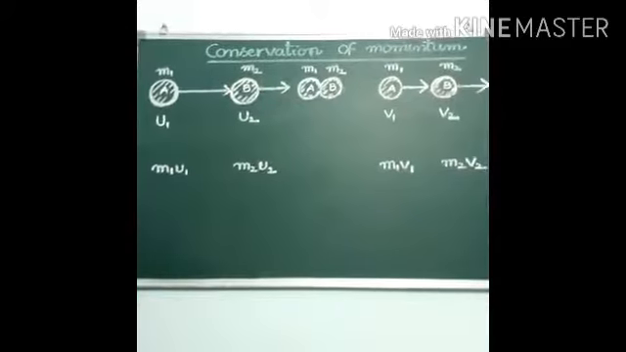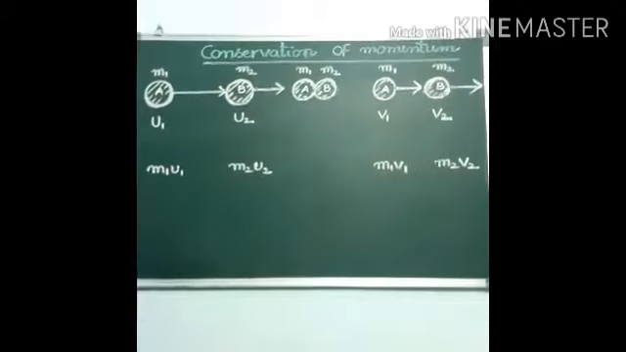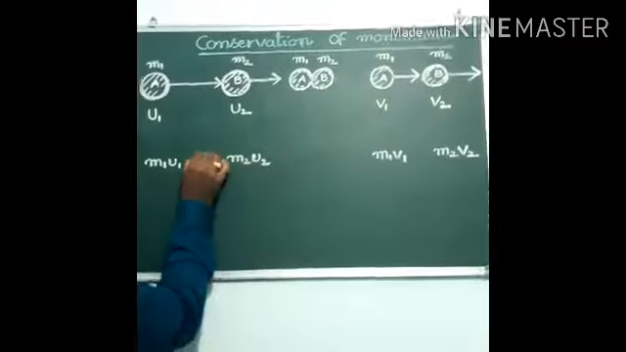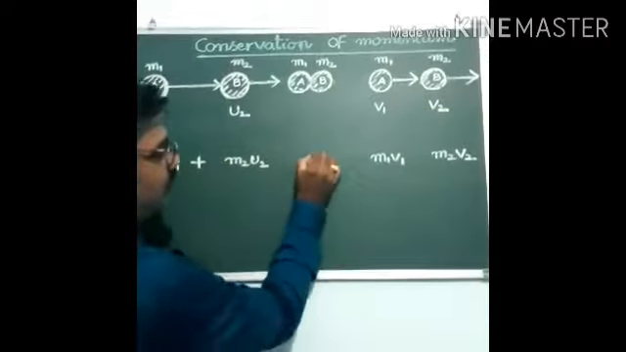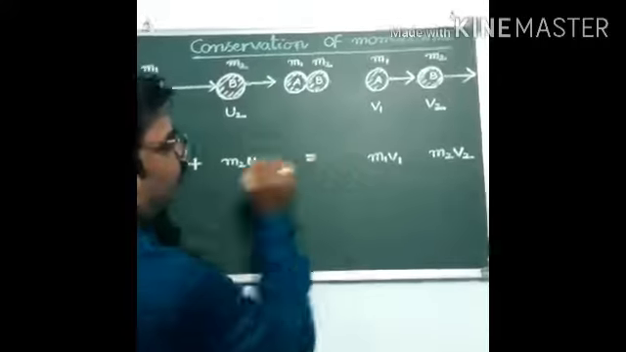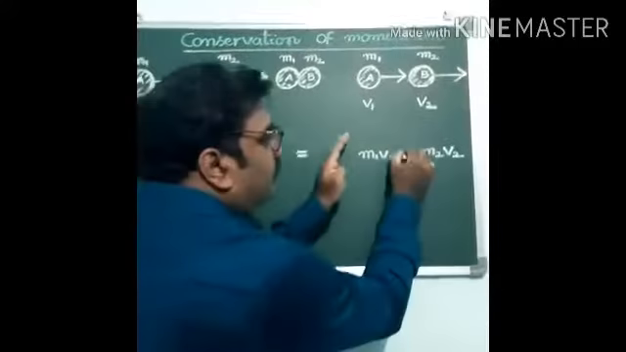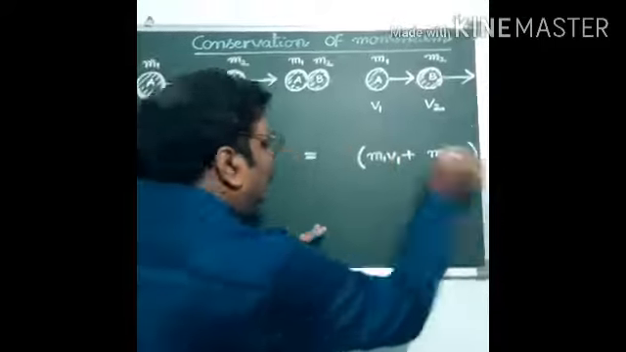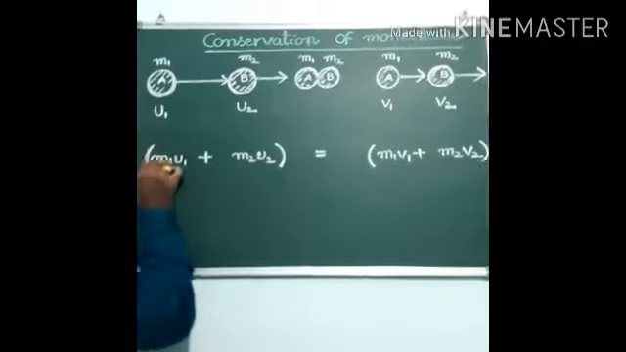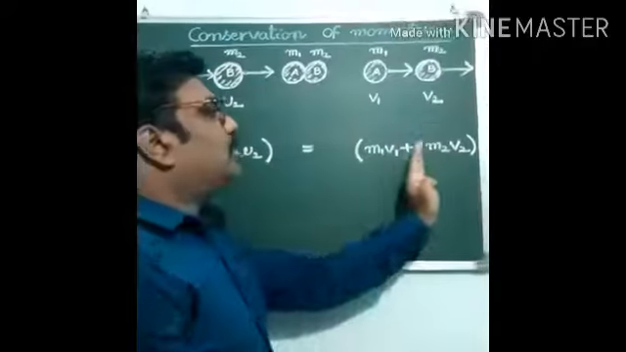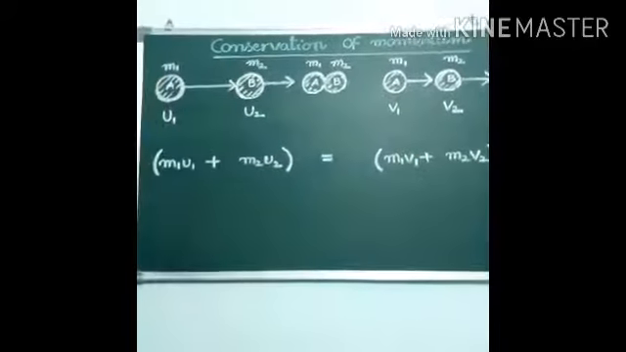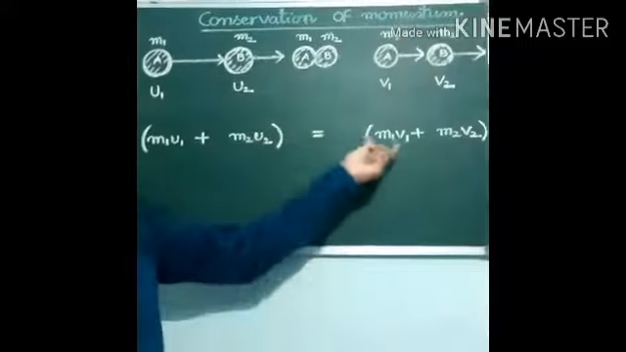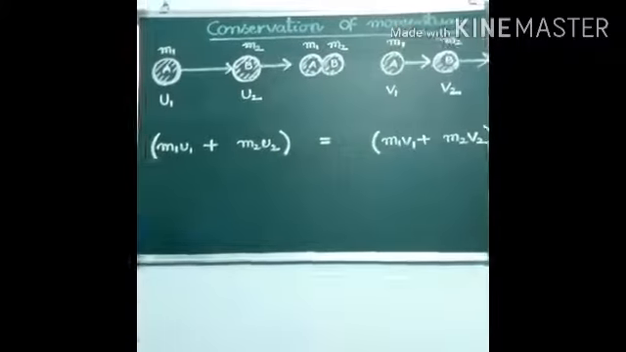So what does the law of conservation of momentum explain? Total momentum before collision, that's why I am using a plus, is equal to total momentum after collision. So total momentum before collision equals total momentum after collision, and the equation is m1 u1 plus m2 u2 equals m1 v1 plus m2 v2.